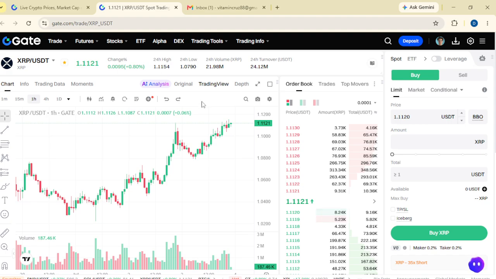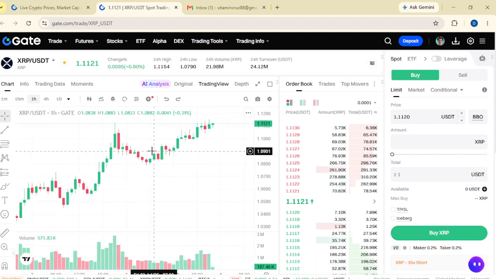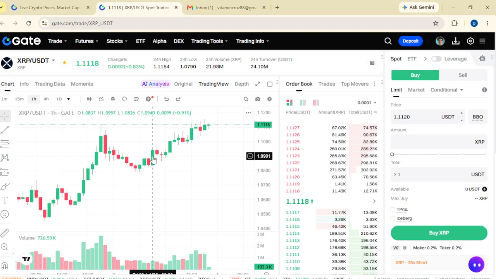Each candlestick contains 4 important pieces of information: the opening price, the closing price, the highest price, and the lowest price during that time period. If a candle is green, it generally means the price closed higher than it opened, indicating buying pressure. If it's red, it means the price closed lower than it opened, suggesting selling pressure.